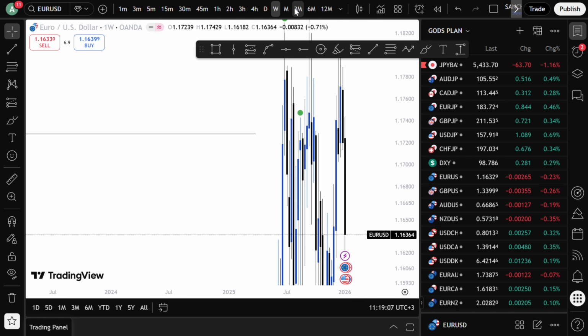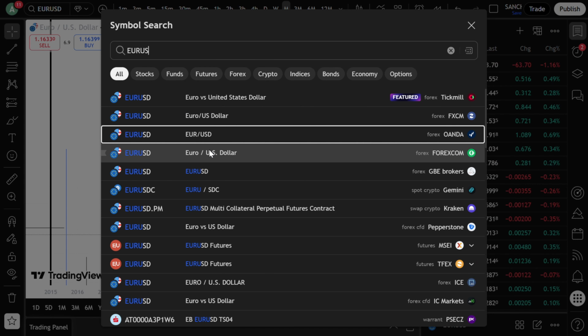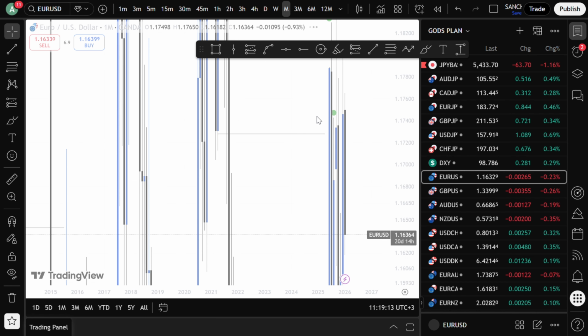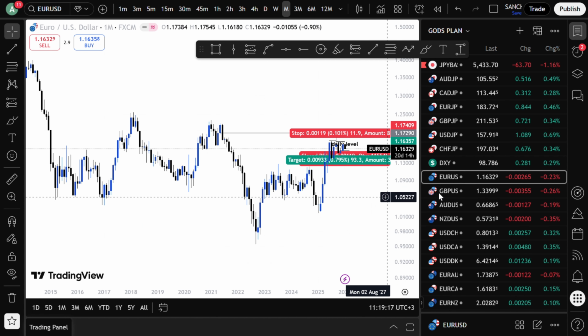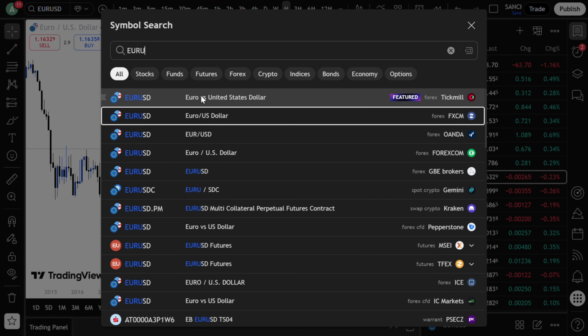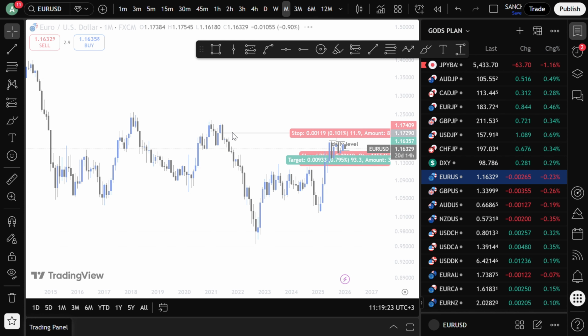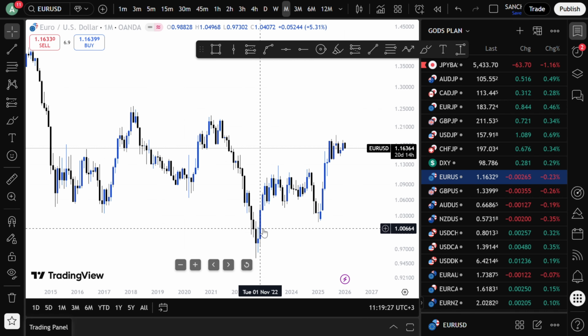Okay, this is one. I want to change the server because I don't want to disturb my patterns. Do I use Oanda? No, yeah, I think I should use Oanda. Sorry guys. Remove all the drawings.